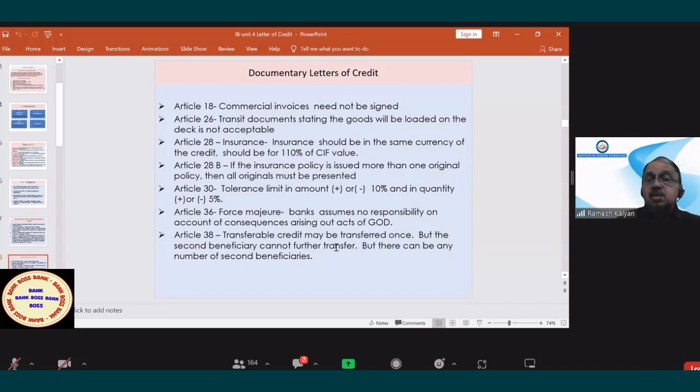Article 38 is a transferable credit. Suppose I have transferred the credit to another party, Mr. A. He cannot further transfer. Either he should do it or he should give it back to me. At the same time, I can give 50% to A, 50% to B. I can have any number of second beneficiaries. So that is a point.